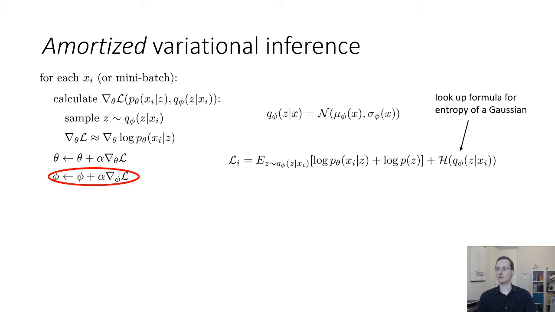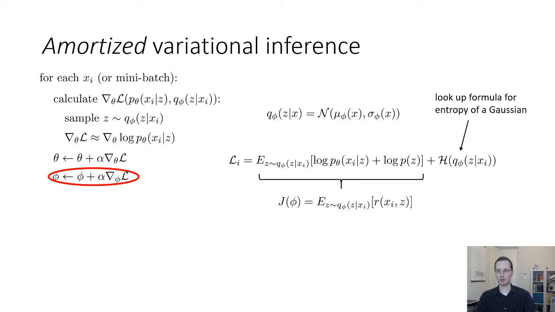The gradient of the entropy term is pretty easy to handle. You can just look up the formula for the entropy of a Gaussian. It's just some expression in terms of mu and sigma. You can code up that expression in TensorFlow or PyTorch and get gradients for it. That's the easy part. But the first part is a little more complex.